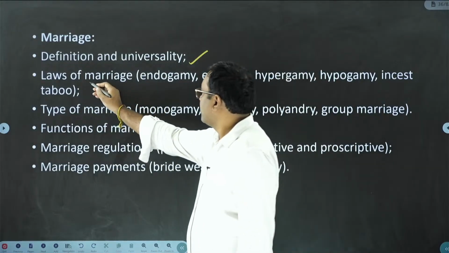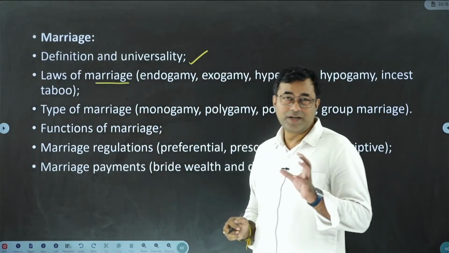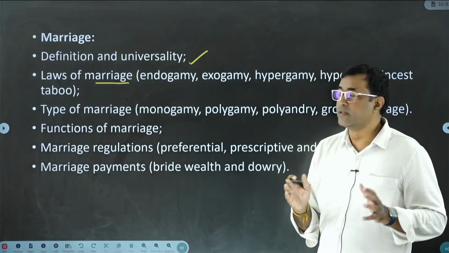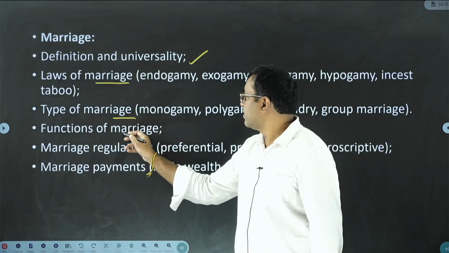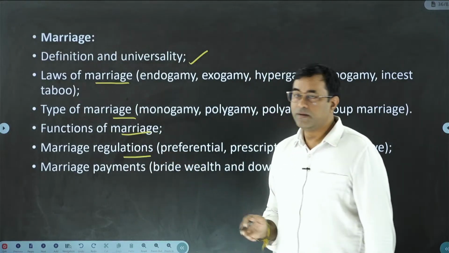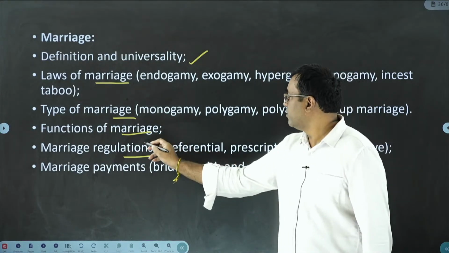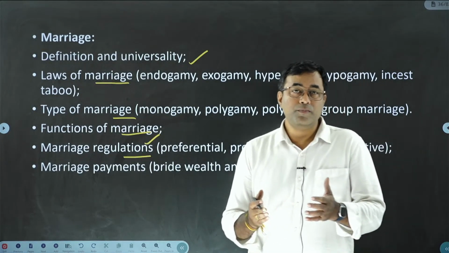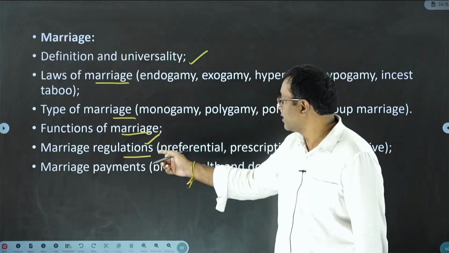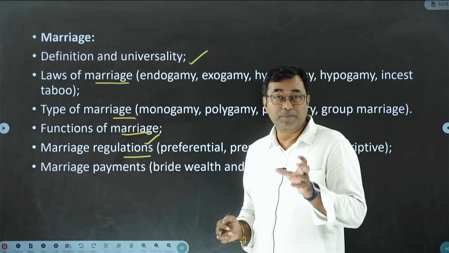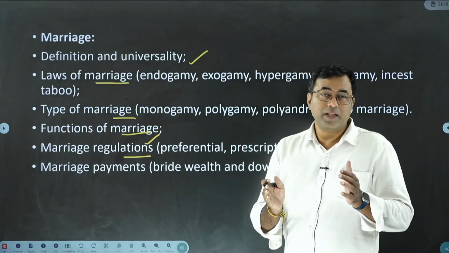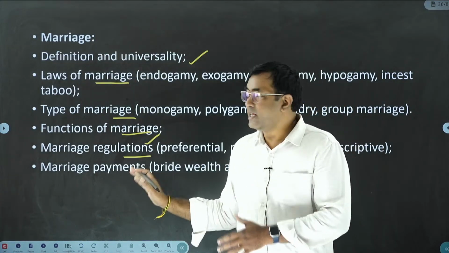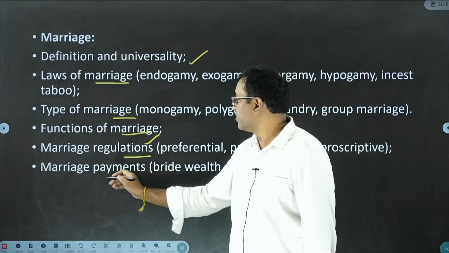Next, at the same time, laws of marriage. What are the rules and regulations created by the people in different types of societies: laws of marriage, functions of marriage, marriage regulations. These marriage regulations give you a sense of understanding whom to marry and whom you should not marry. These regulations are created by the people themselves so that society can go in an orderly way. That is the idea why these marriage regulations are created.